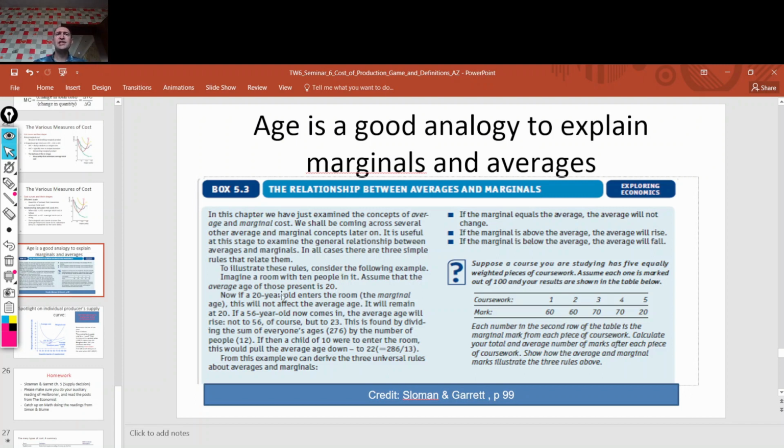And if his age is less than the average age of those present before he entered, then the average age will be pulled down because the marginal contribution is less. It dilutes the old average. If the marginal is less and it contributes to the average, it will dilute the old average. If the marginal quantity is more than the present average, then by entering and contributing to the new average, the marginal is higher, so the new average will be pulled up.